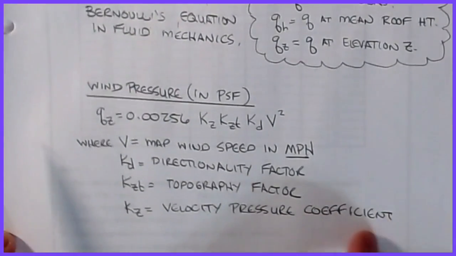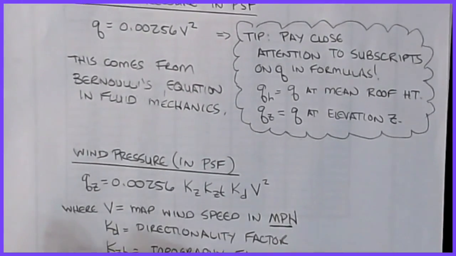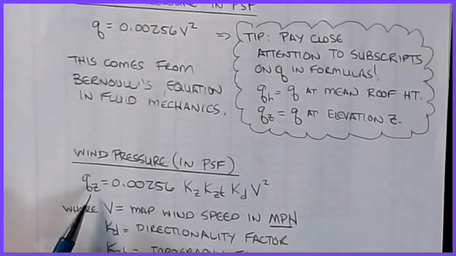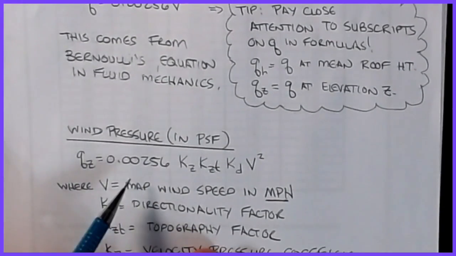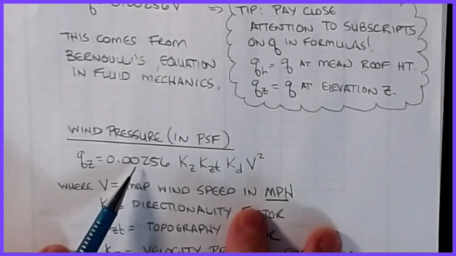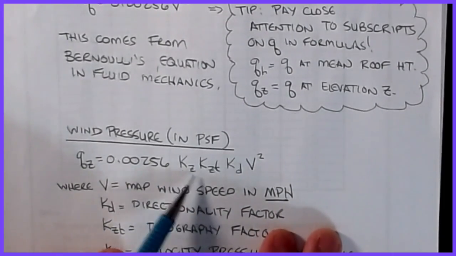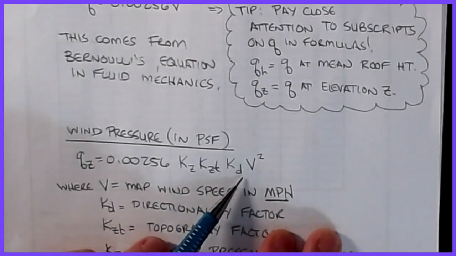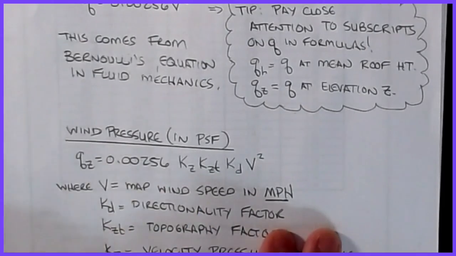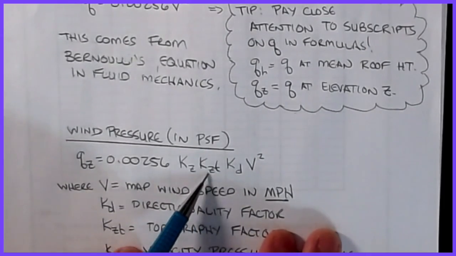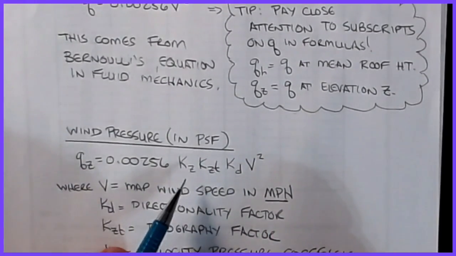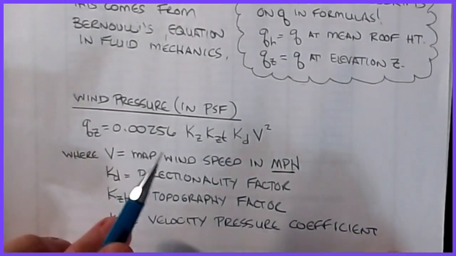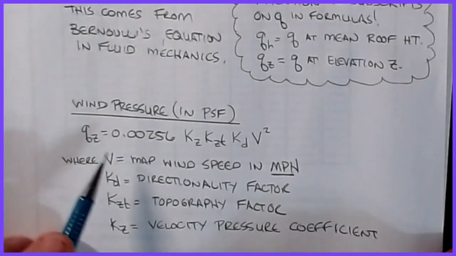So wind pressure then, this qz at any height, and again, this is also qh when z is equal to h. It's basically the same basic formula. So you see here's the 0.00256, and there's the V squared, and then there are additional factors that come into play that affect a bunch of different things. We've talked about some of these. Kd is our directionality. We talked about that in the last video. Kzt is our topography. Again, we talked about that in the last video. And then Kz is an elevation velocity pressure coefficient that we'll have to take a look at, and I'll show you where that comes from as well. So it's a very basic formula, very simple.